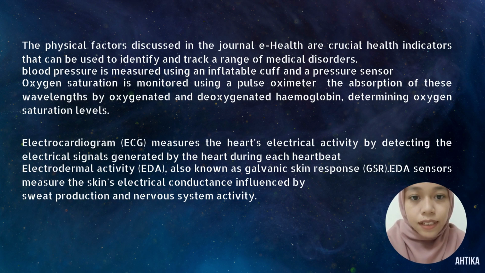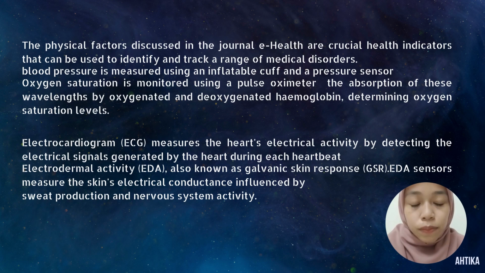The physical factors discussed in the e-health journal are crucial health indicators that can be used to identify and correct a range of medical disorders. Blood pressure is measured using an inflatable cuff and a pressure sensor. Oxygen saturation is monitored using a pulse oximeter. The absorption of this wavelength by oxygenated and deoxygenated hemoglobin determines the oxygen saturation level.